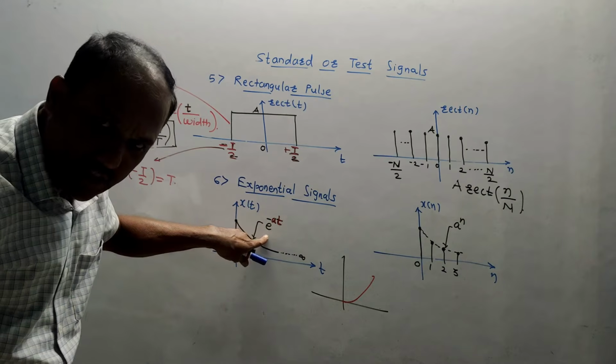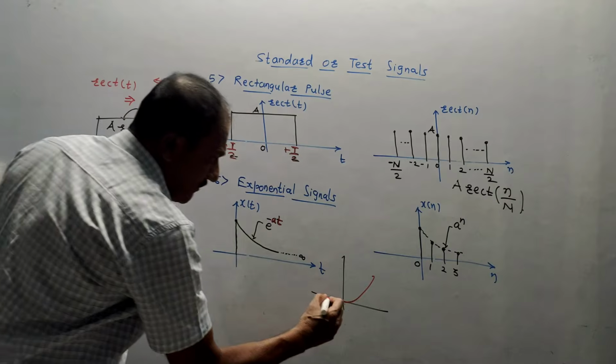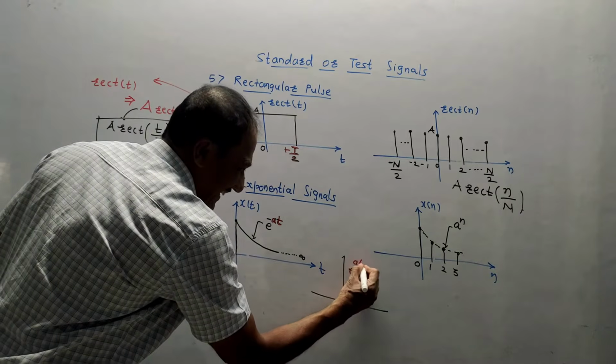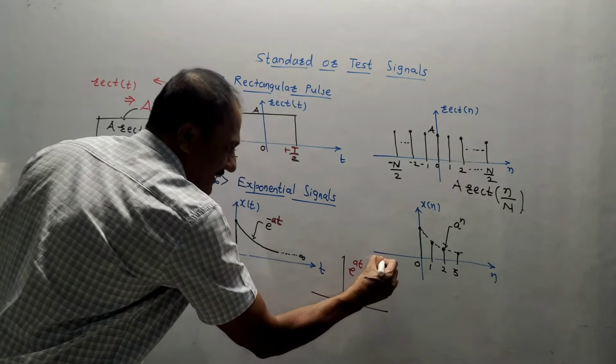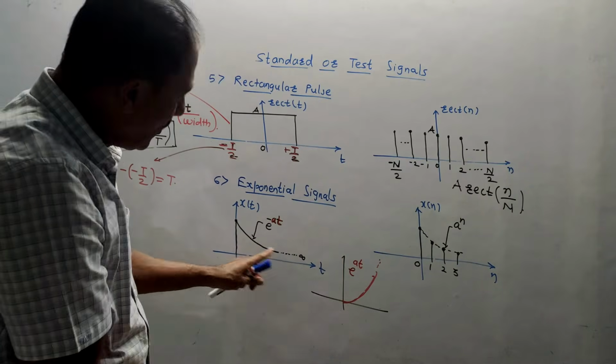E means exponential. If the minus sign is there, it is exponentially decreasing. If instead of that I write e raised to plus at, it will increase exponentially like this till infinity. But the analogy remains the same, whether it is increasing or decreasing.